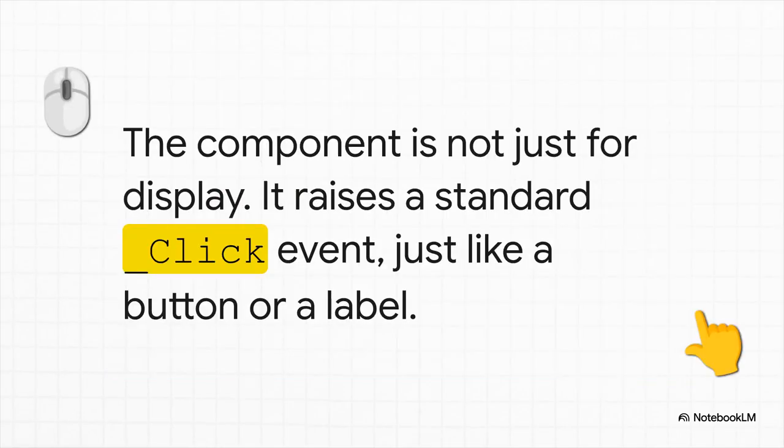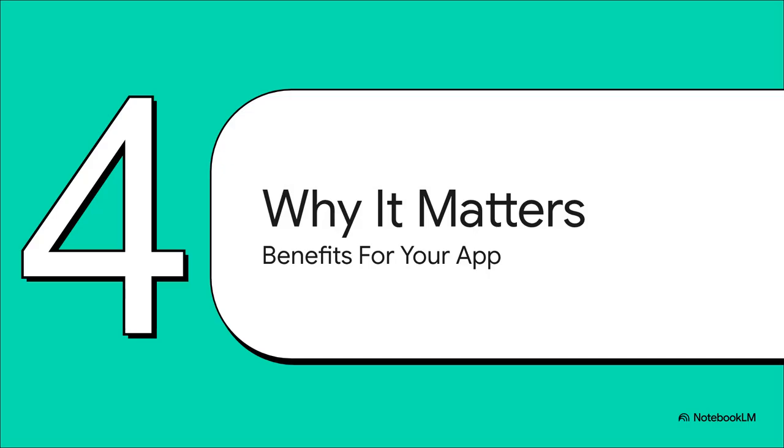But wait, there's more. It's not just for show. It's fully interactive. This component has a standard click event, just like any button or label, so you can let your users actually tap on the rotating text. Maybe that tap opens a help article or jumps to another screen. Or, going back to that shopping app idea, a tap could take them right to the product page for that promotion. Super useful.